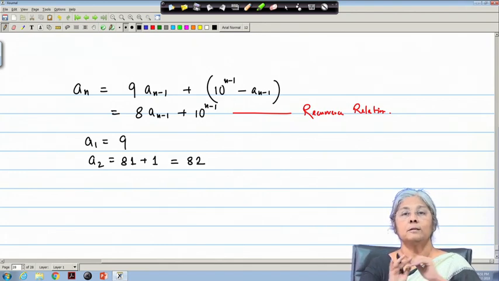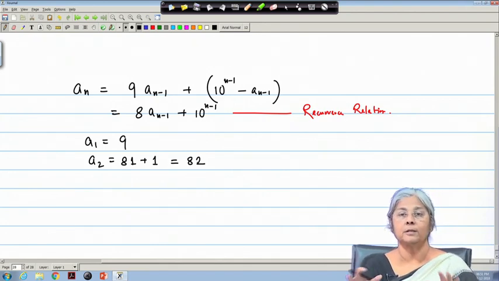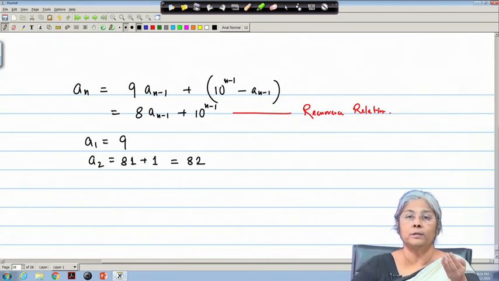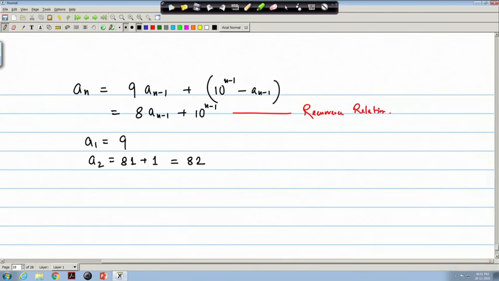So, we saw different types of examples and how we can frame or design the recurrence relation for those problems. That means, given a sequence, how one term is related to the previous terms. So, next class we will see how we can solve the recurrence relations.